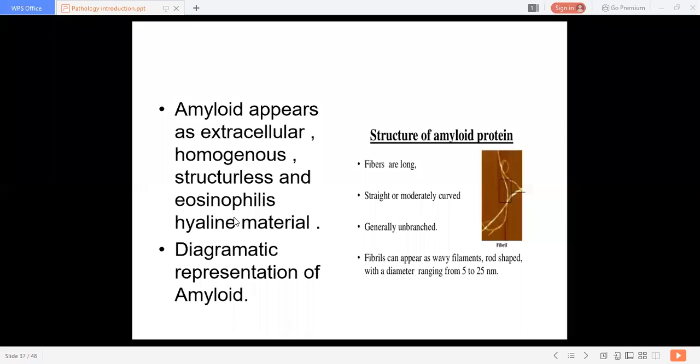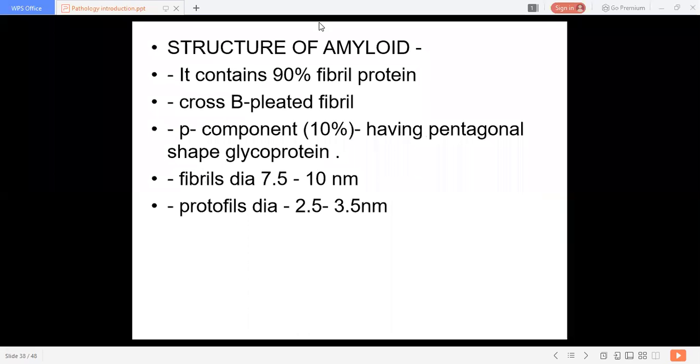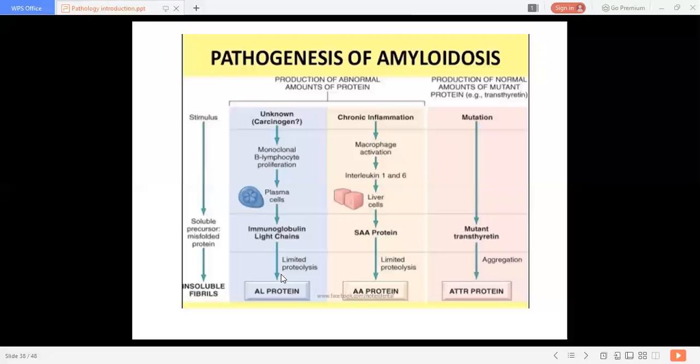Now, the next part, this is the structure of amyloid. So this is all about the structure of amyloid, as I just explained. The next part we are going to discuss today is the pathogenesis of amyloidosis.